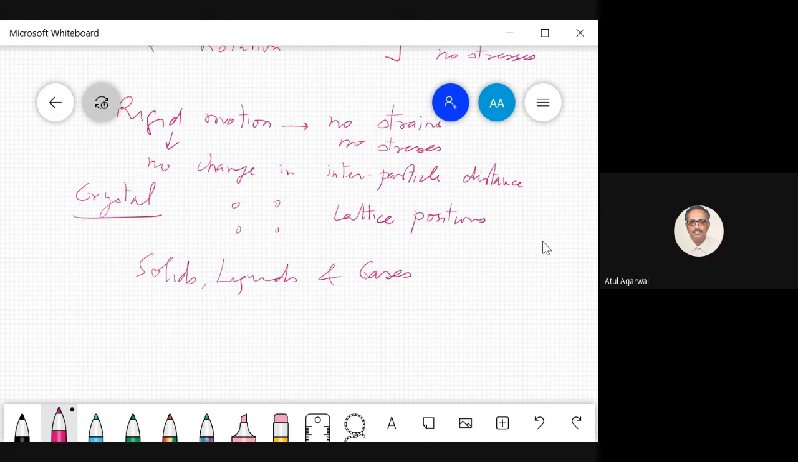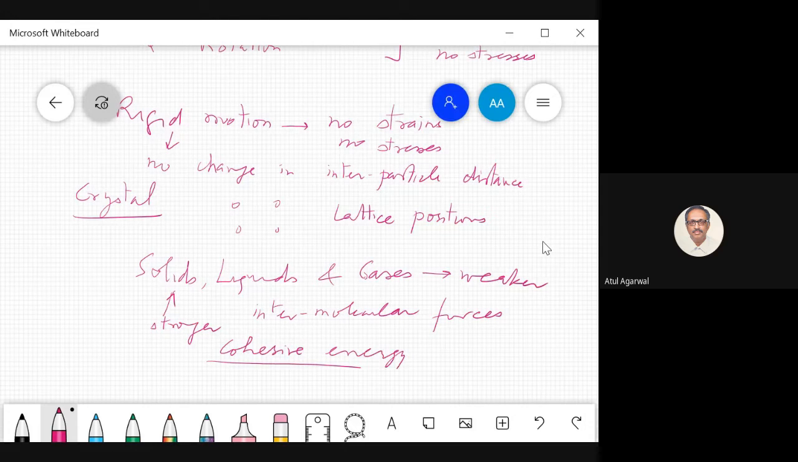Why do you have solids, liquids, and gases? It is because of the intermolecular forces. In solids, they are stronger. In liquids and gases, they are weaker. So there is a concept of cohesive energy. What is the meaning of cohesive energy?